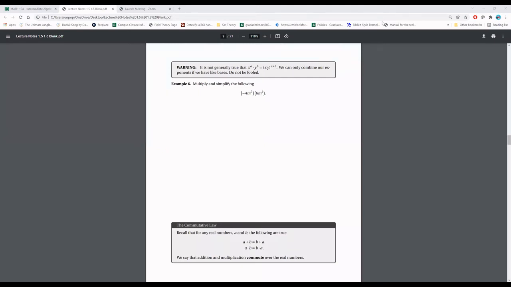We want to be careful though. Don't make the mistake of assuming that this works in general for any old numbers, right? If I have x to the a times y to the b, I can't really simplify that by adding the exponents. They have to have the same base, otherwise I cannot do that. So be careful there. Do not let yourself be fooled.